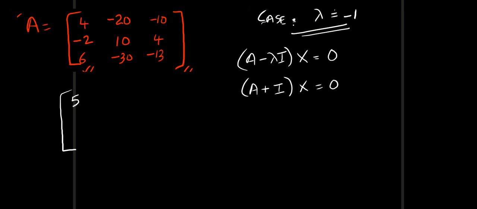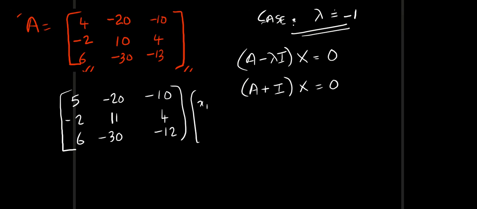So all I have to do is add 1 to the leading diagonal elements. So 4 plus 1, 5. Then the same thing. Then 10 plus 1, 11. Same thing. And minus 13 plus 1, minus 12. And x1, x2, x3. So let's apply the rule of cross multiplication as always.